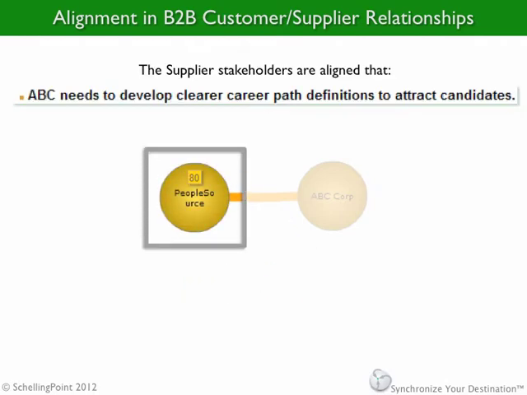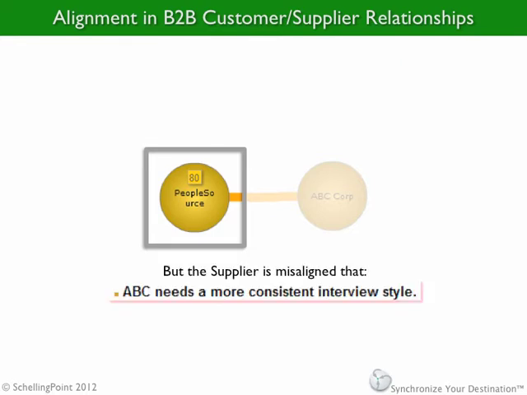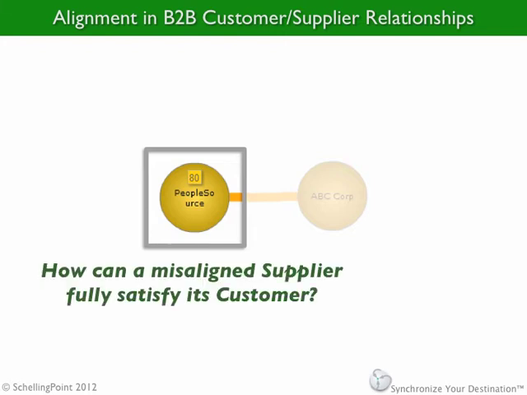Likewise, here is an example of one of the opinions where all the personnel within the supplier were aligned around it. And at the same time, here's an example of one of the opinions that was surfaced where there was strong misalignment amongst the supplier personnel. So of course the point here is, how can a misaligned supplier fully satisfy its customer?